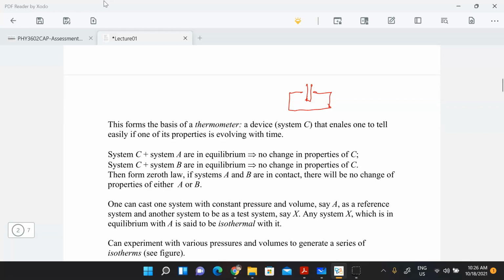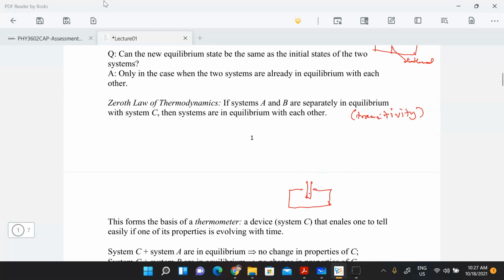and then once the energy flow stops, the net flow has already stopped, you'll be able to define what the temperature of this system is, because the thermometer is already in equilibrium with that system. So in other words, the thermometer is a device like the system C that we had in the Zeroth Law.